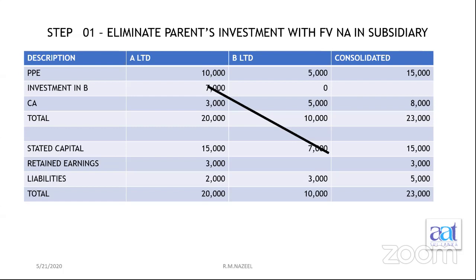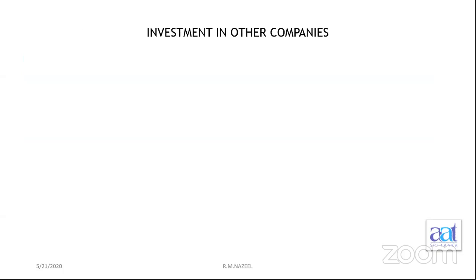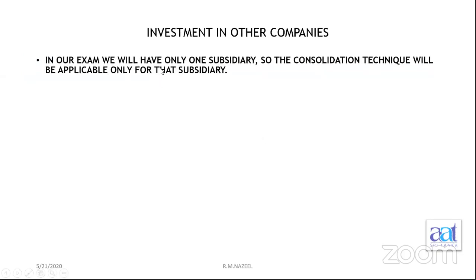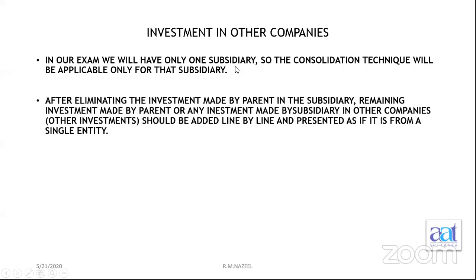So what the consolidation says: investment made by the parent should be netted off against net assets in the subsidiary, right? For the balance items, what you need to do is add line by line. Now you can see in our exam, we will only have one subsidiary. So the consolidation is applicable for one company, the subsidiary company. Clear? Right. After eliminating the investment made by the parent, the remaining investment, or any investment made by the subsidiary in other companies, should be presented in a line by line addition as a single entity. So what you need to do is go to the parent investment, go to the subsidiary investment, add it, but remove the investment made in the subsidiary company by the parent, right?